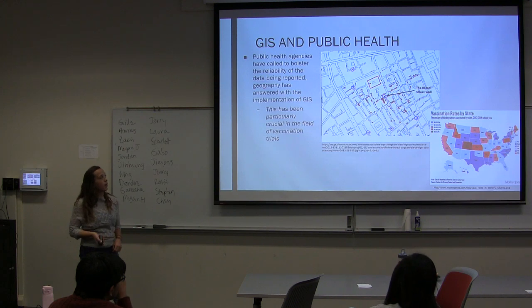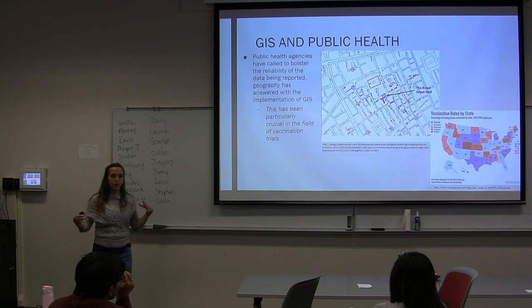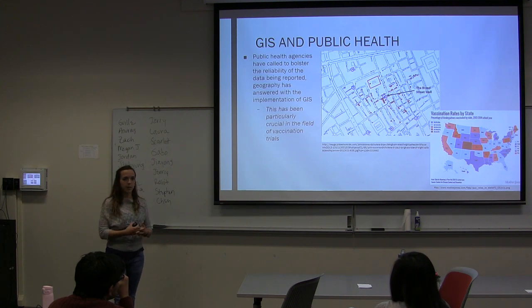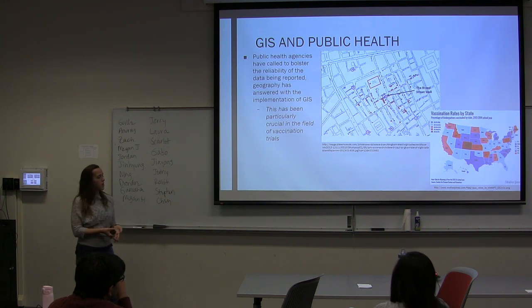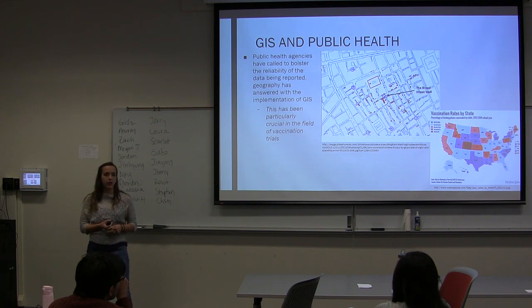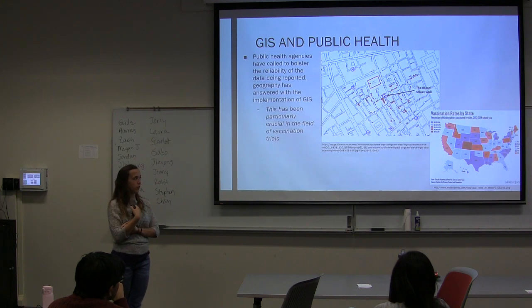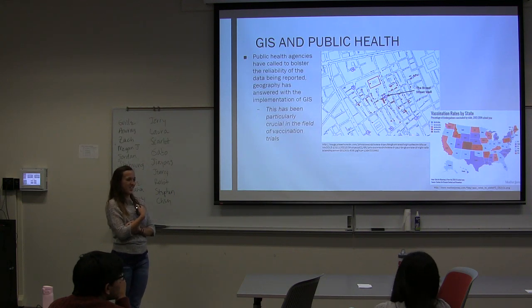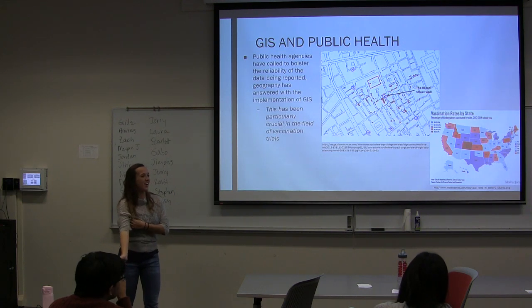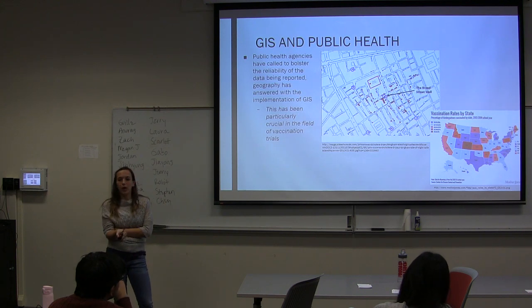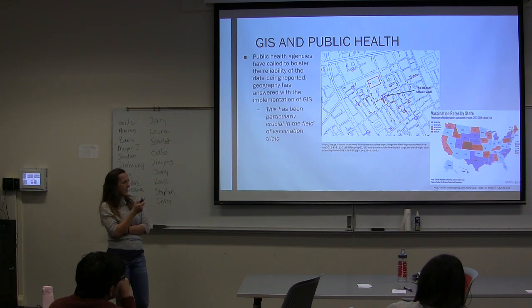Public health agencies at large have called for more GIS to be incorporated into some of their studies so that they can analyze things from a spatial perspective. This is particularly true in vaccination fields. This is the vaccination rates by state in the 2013-2014 school year for kindergartners. We can see that Colorado has the lowest rates of child vaccination in the country. And we could ask questions like, why is that, right? What's going on with that?